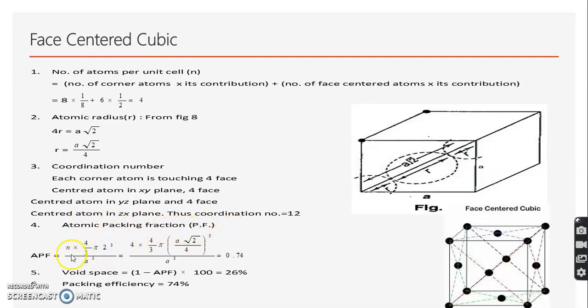Atomic packing fraction is n into 4 by 3 pi r cube divided by a cube. But what is n? N is equal to 4. So 4 into 4 by 3 pi r cube. But r is what? R is a root 2 by 4 whole cube. A cube and a cube will cancel, and all the numbers will give you 0.74. And so therefore the packing efficiency is 74%. And when you take the void, it is only how much? 26%. So this seems to be the highest packed structure.